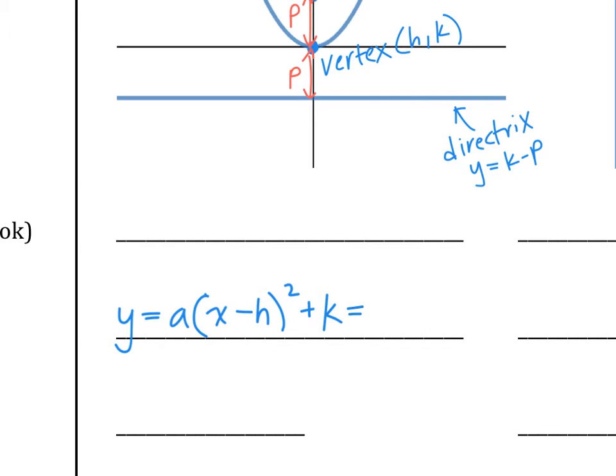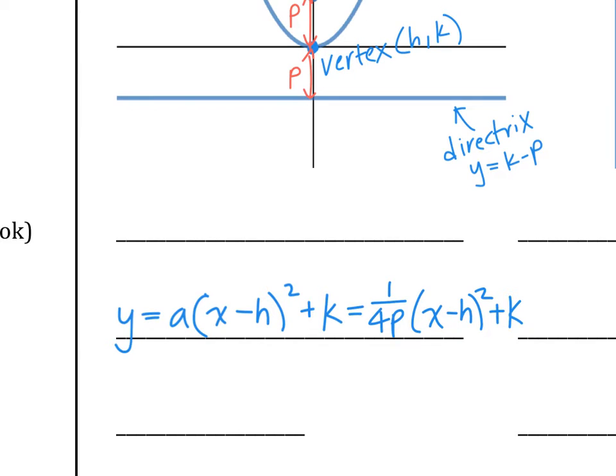Now, if you recall, a lot of times we can't find A because it's not part of the graph. We don't know what the stretch is. However, we know the distances between the vertex to the focus and so on. So that part P is going to be part of A. So 1 over 4P is the same as A. Last year you did 1 over 4C, but now it's 1 over 4P. X minus h squared plus K.